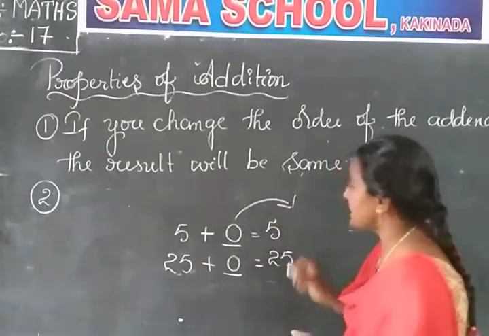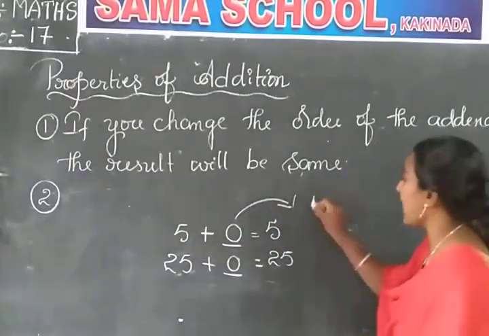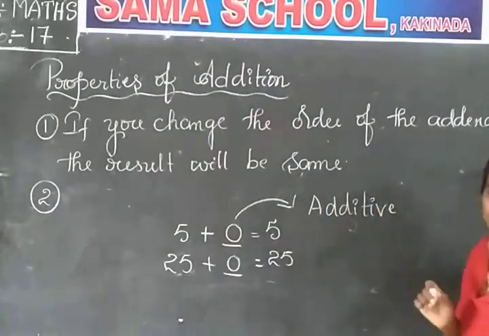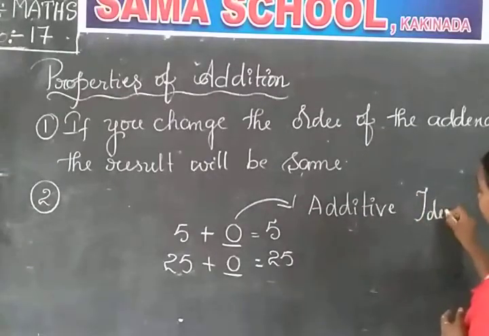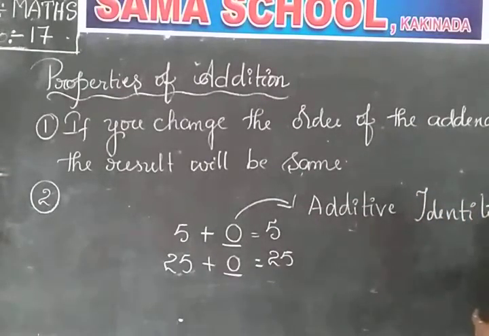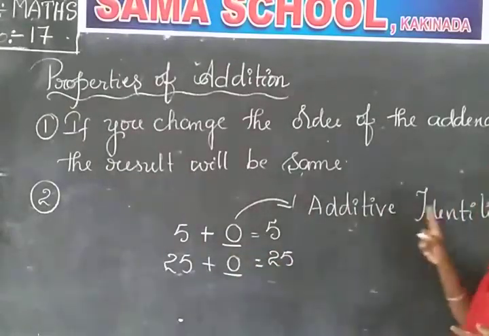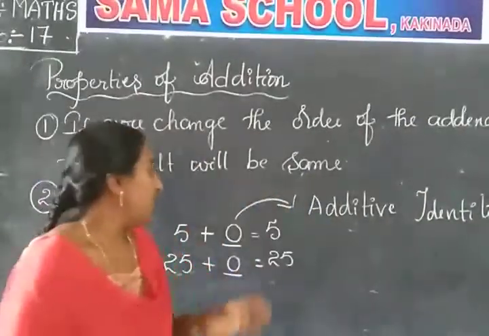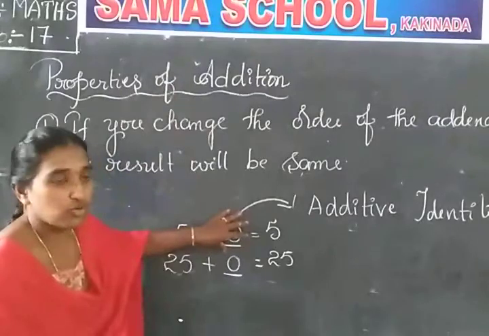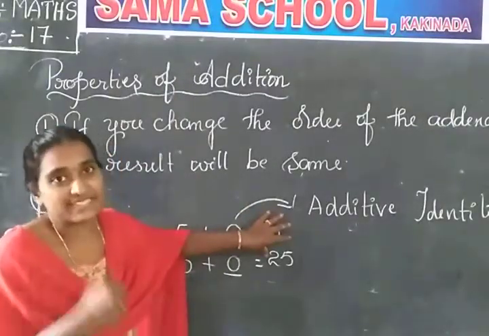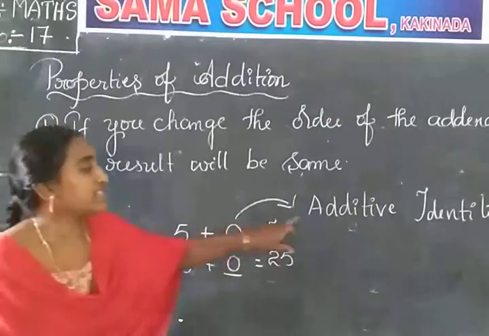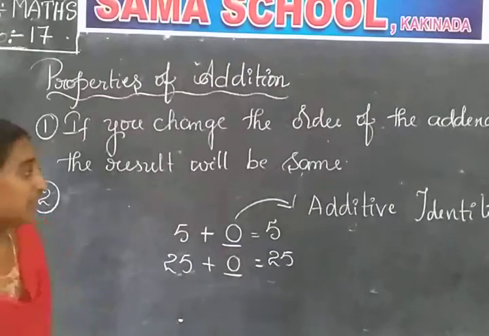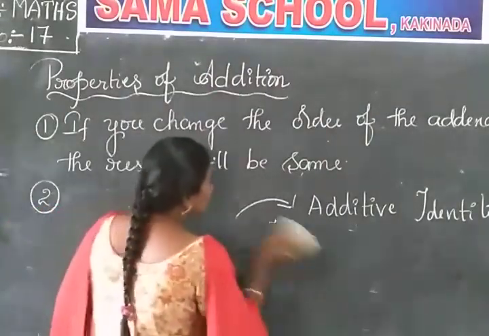Then in these cases, this 0 is known as additive identity. This is very useful for the higher classes. Remember this point, children. Additive identity. Why are we saying this 0 is known as additive identity? When you are adding any number to this 0, you are getting the same number as result. Then this 0 is known as additive identity. This is the second property. Okay, children? What is the second property you have learned?